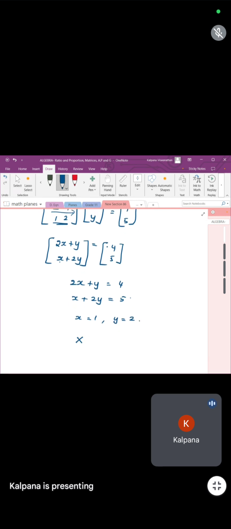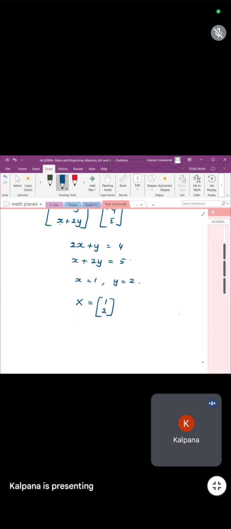So final answer, please don't leave it like this. Final answer is your X matrix. The question is to find matrix X. So X is equal to [1, 2]. This is your answer.